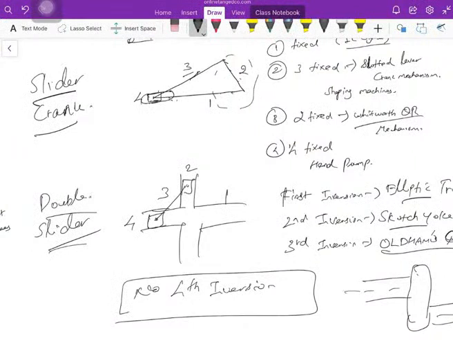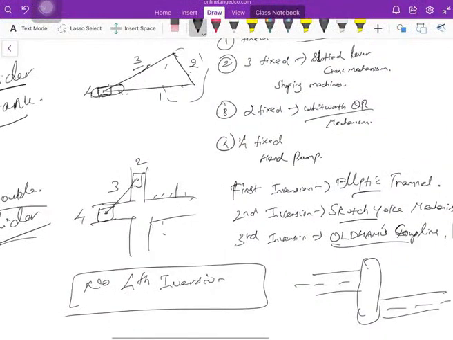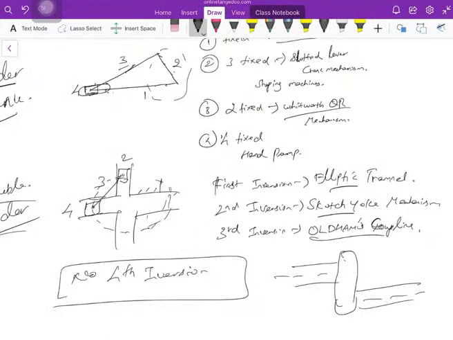If I fix link 1, I'll get the elliptic trammel, meaning the motion of this will be elliptical. You'll get an elliptical trace. That rotation will be an elliptical trace, the elliptical trammel. The second inversion is nothing but the Scotch yoke mechanism. Scotch yoke mechanism means I'm transmitting a rotary motion into a linear motion. One rotary motion will be transmitted as a linear motion.